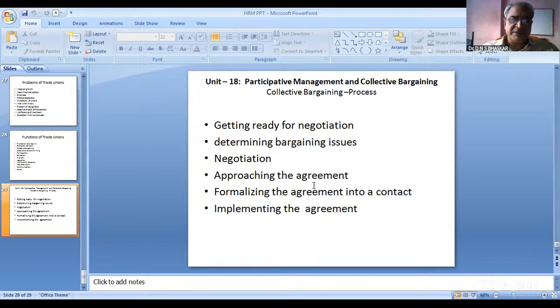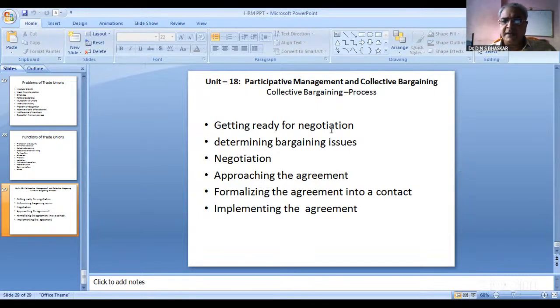The functions of a JMC may range from decision making to, sometimes, simply advising the management or council. Like that, job enlargement and enrichment, and work committees, all these things are very important aspects of participative management. Then, coming to the collective bargaining process, that is getting ready for the negotiations.